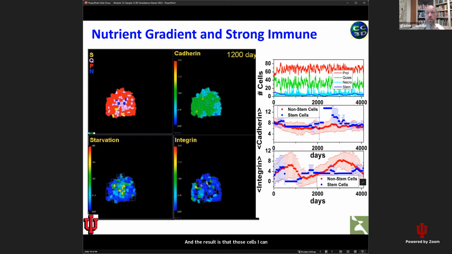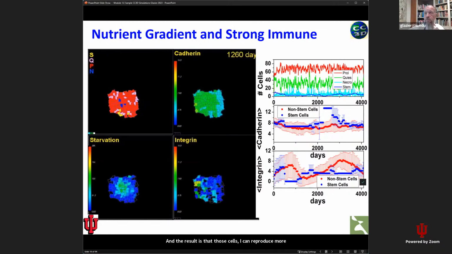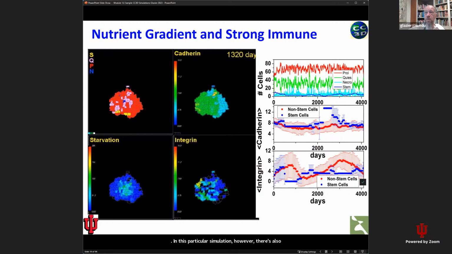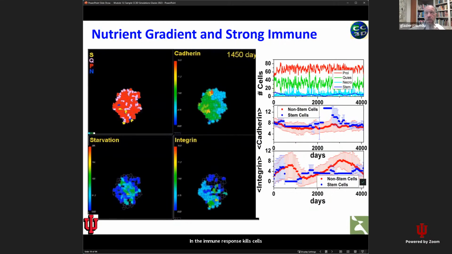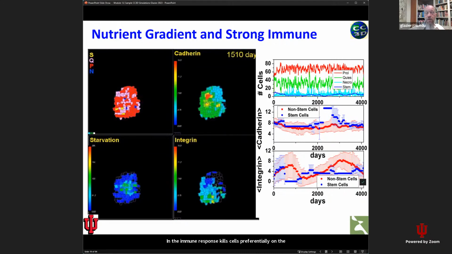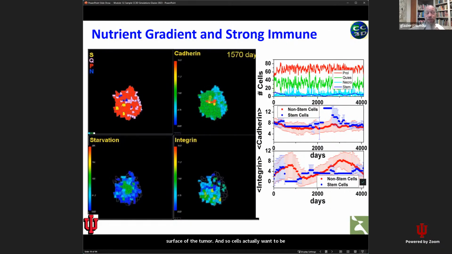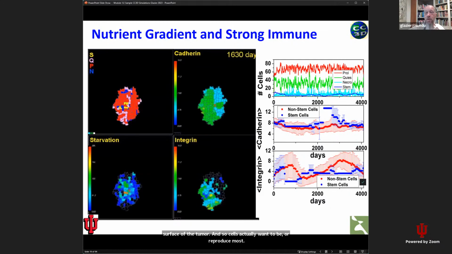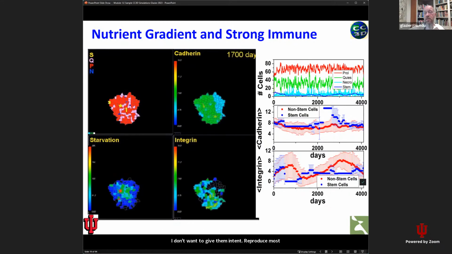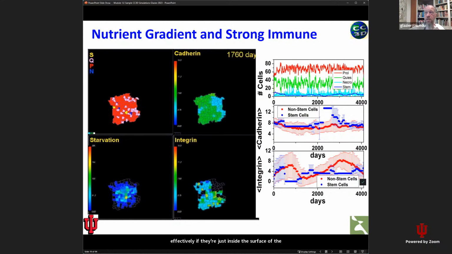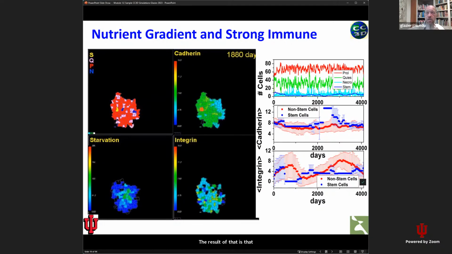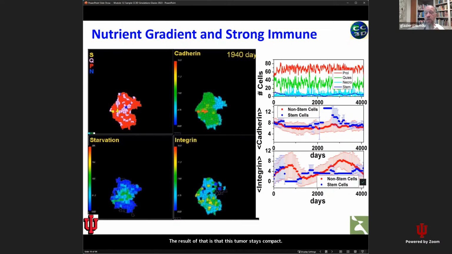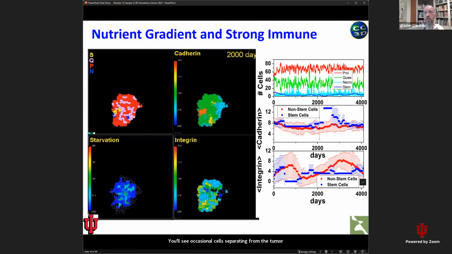In this particular simulation, however, there's also a simulation of immune response. The immune response kills cells preferentially on the surface of the tumor. And so cells reproduce most effectively, I don't want to give them intent, if they're just inside the surface of the tumor. The result of that is that this tumor stays compact. You'll see occasional cells separating from the tumor, and those are killed off by the immune system.